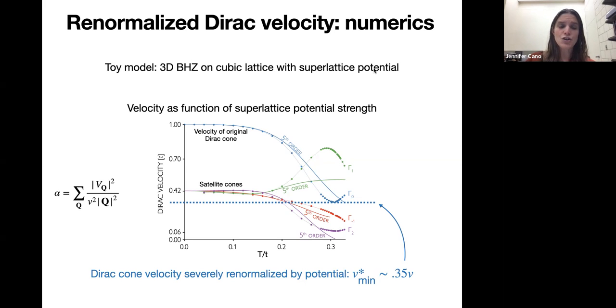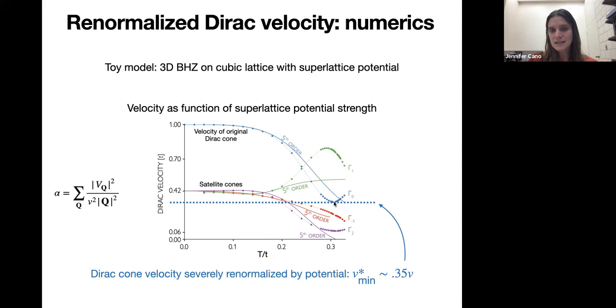And so we can then track what happens to the velocity of the Dirac cone as a function of the superlattice potential strength. This plot is showing Dirac cone velocity as a function of superlattice potential strength, and we should be looking at these blue curves up here. The blue line is the perturbation theory that I just described, but going out to much higher orders, it's actually 5th order in perturbation theory. The dots are numerical simulations. So what you can see is that the perturbation theory and the numerics agree reasonably well. We need to go to higher orders to get them to agree better.